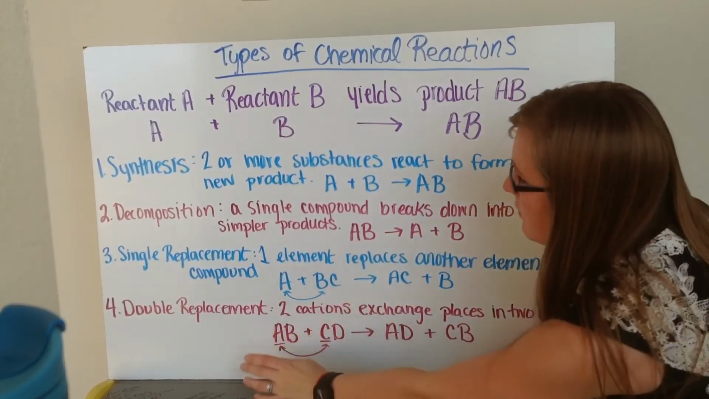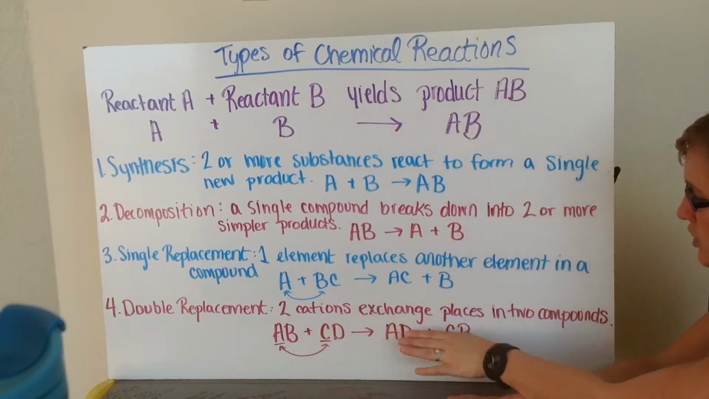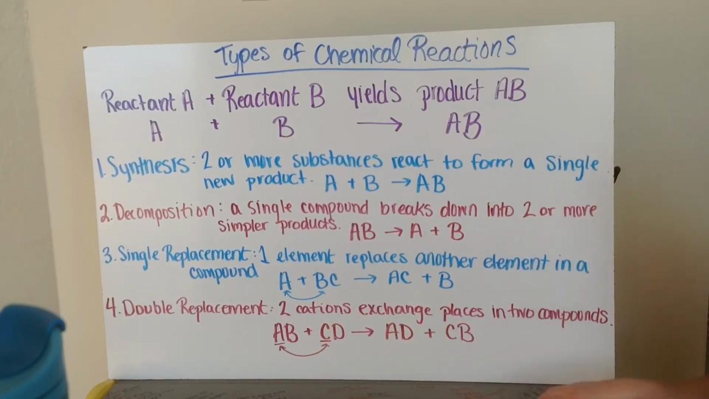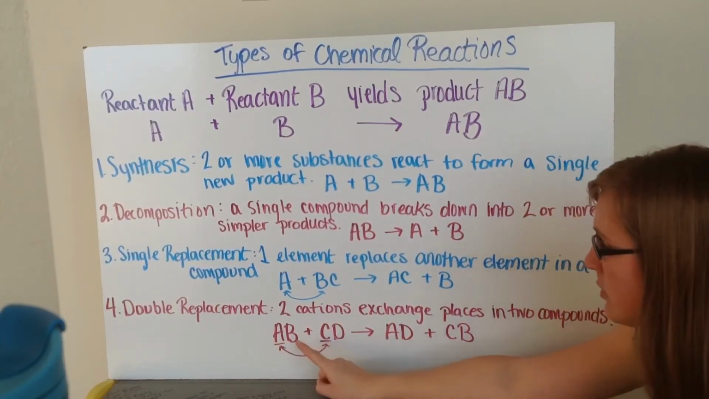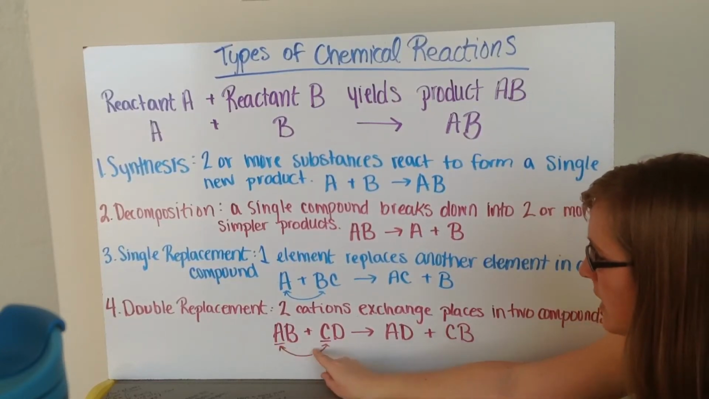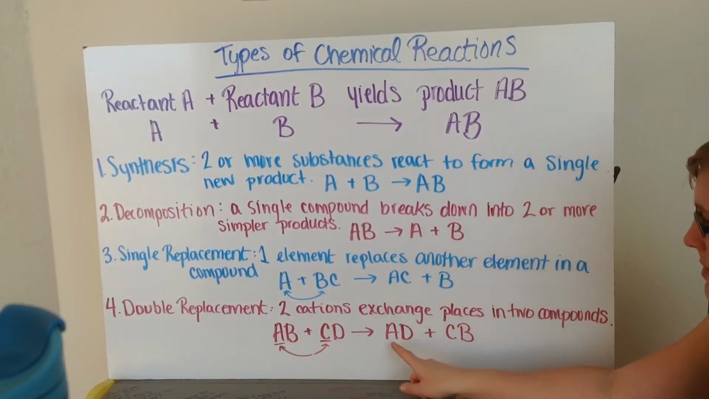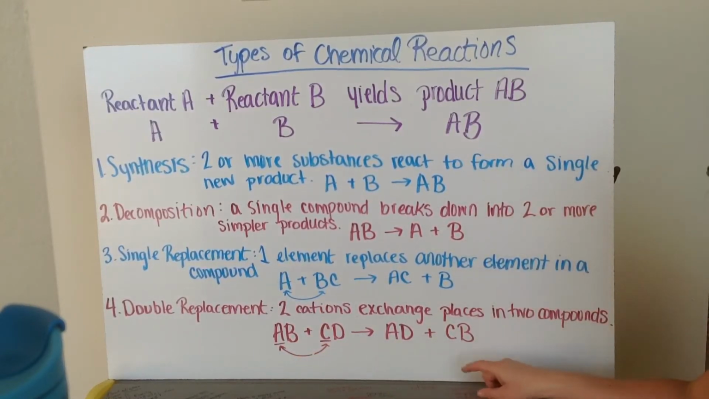My fourth type of reaction is a double replacement reaction, where 2 cations will exchange places in 2 different compounds. Remember, your cations are always listed first. So my A and C are my 2 cations here. They're going to switch places with each other. And as they switch places, they'll now become AD and CB. Again, always writing my cation first.